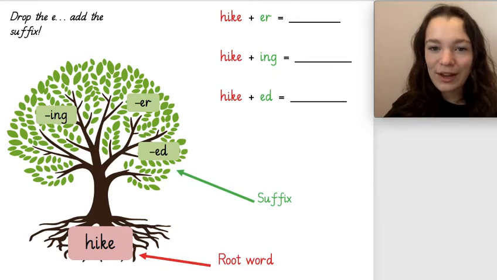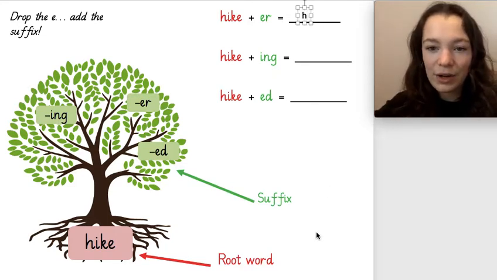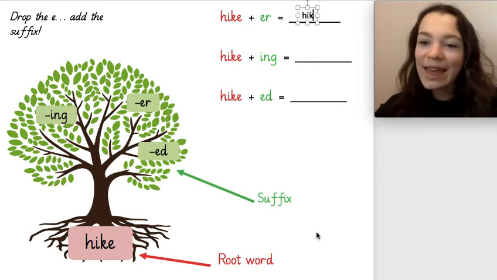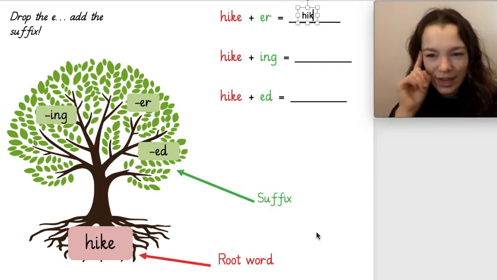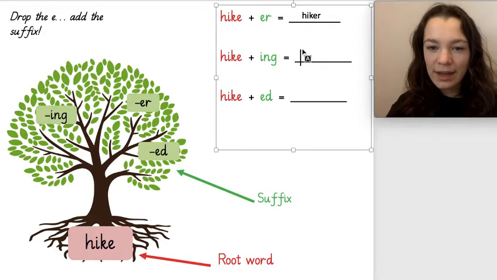Okay, let's have a little look. Hike, hiker. I'm gonna rewrite my root word, which is hike, but I don't need the E. I take off that E and then I think about what's the suffix that I'm adding. E-er, hiker. Let's do another one here. Hiking.